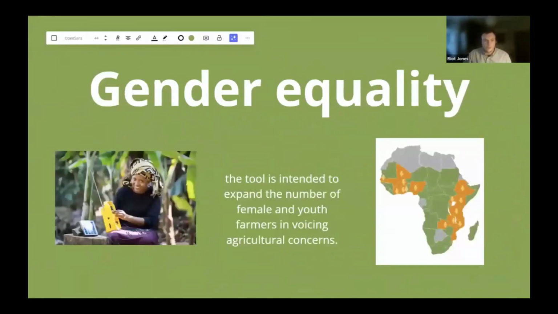Then, moving on to our final principle, the tool is intended to expand the number of female and youth voices in agricultural concerns. We have demonstrated throughout that there is a future for these tools. The focus of this next year of work will then be to scale up and ensure the impact. We want to see downstream analyses that are much easier to do, to inform the design of radio programs, and to expand FRI's capacity to add further languages to LONGA.